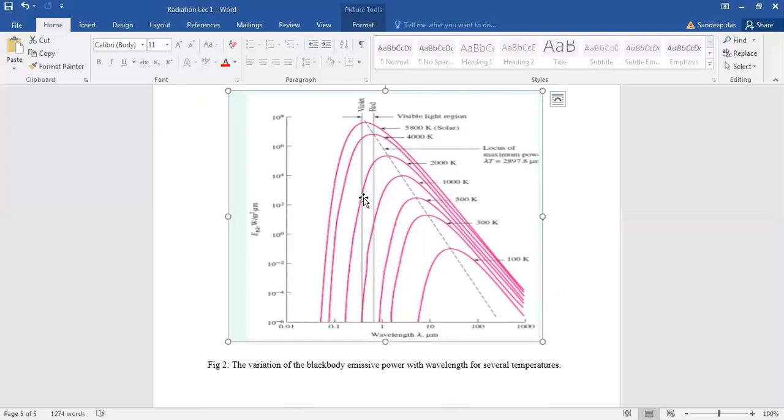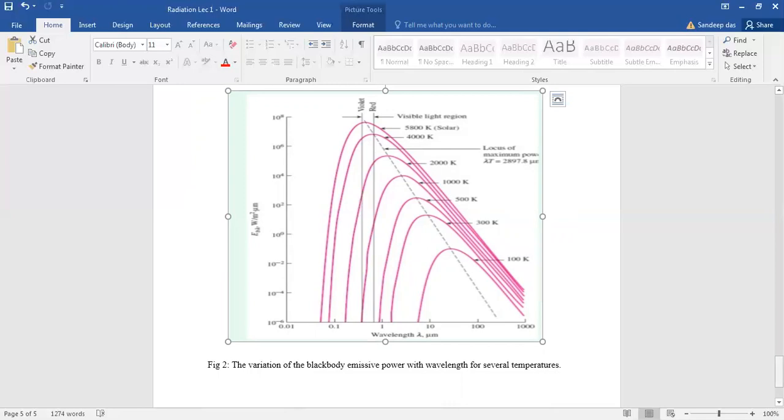On the other hand, if we talk about the graph of 800 Kelvin, then most of the radiation emitted by a body at 800 Kelvin is in the infrared region. Hence, it is not visible to our common eyes.